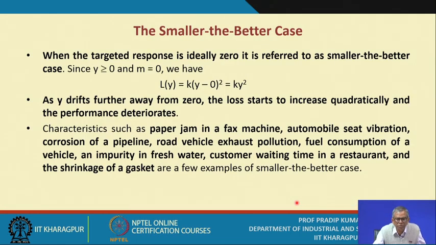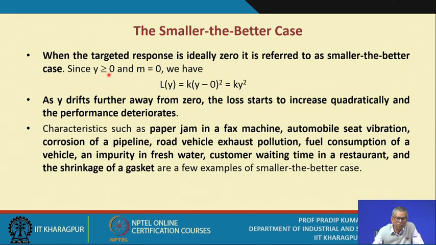So this is the procedure you use to determine the customer tolerance for the quality characteristic, smaller the better. How to determine the manufacturing tolerance? It is the same approach you employ. When the targeted response is ideally 0, it is referred to as the smaller the better case. This point we have already elaborated in the previous lecture sessions.